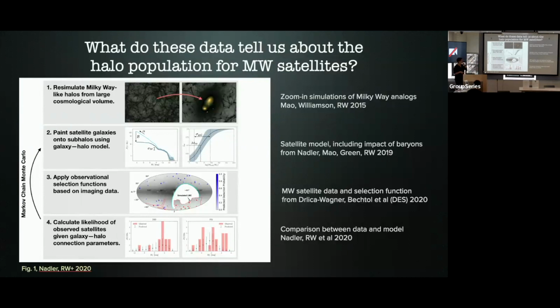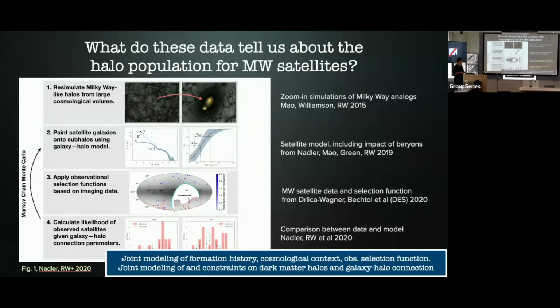So we apply the selection function based on the imaging data, and then calculate the likelihood of the model, given these parameters. And so it's really joint modeling of the formation history of these systems, the cosmological context, the observational selection function, and joint modeling of the dark matter halo population and the galaxy halo connection.